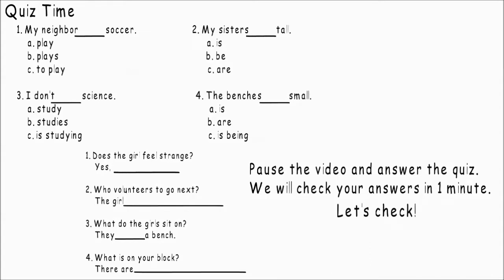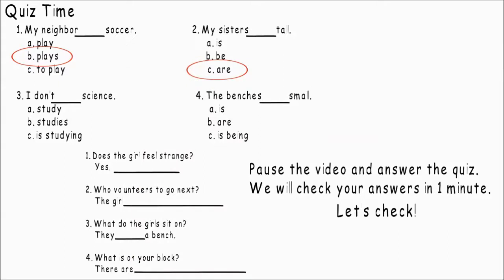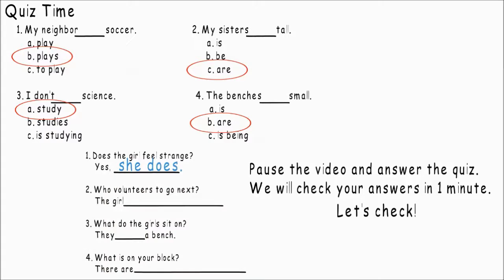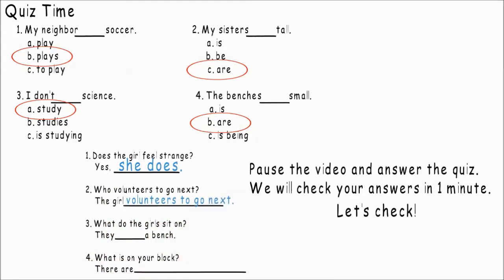Let's check. My neighbor plays soccer. My sisters are tall. I don't study science. And the benches are small. Does the girl feel strange? Yes, she does. Who volunteers to go next? The girl volunteers to go next.